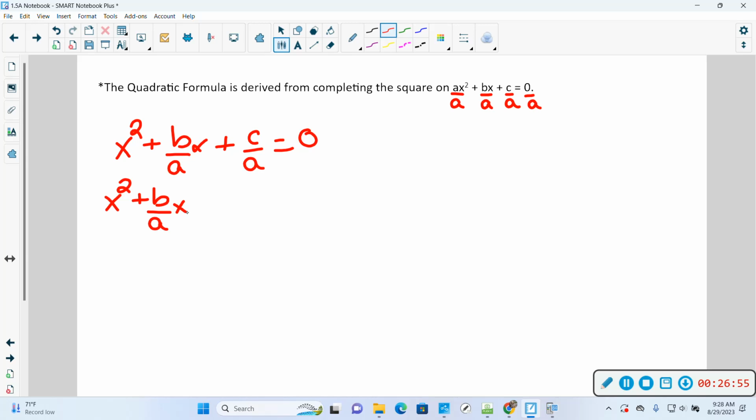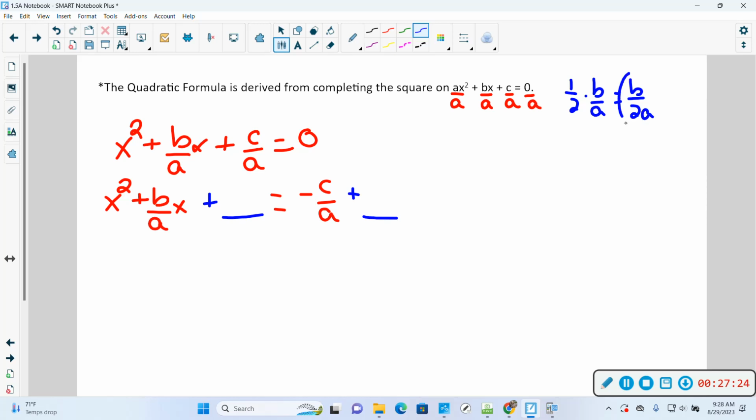Leave some room. And I'm going to subtract c over a. So just like most of the other ones, let's do it in blue. Now, to figure out what you're going to add, same deal. I have to do half of this coefficient. Oh, Lord. We get to review multiplying fractions. This is the problem that has it all, my friends. So b over 2a.